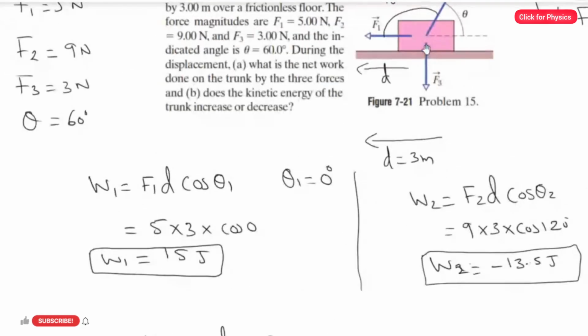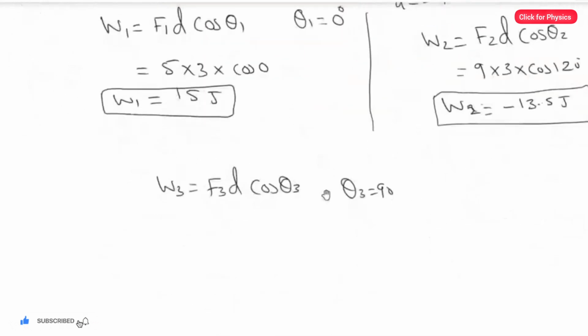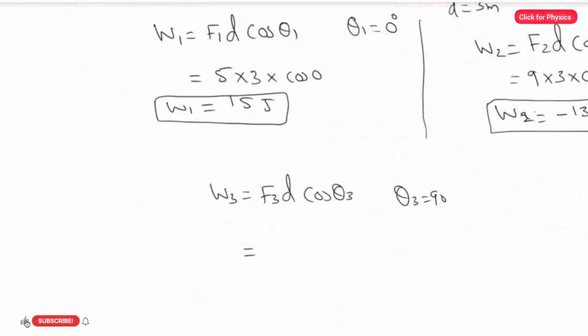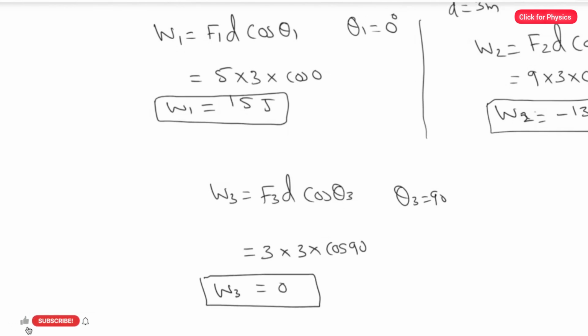Why 90 degrees? Let's go back to the diagram. You can see F3 is in the downward direction and the displacement is in the leftward direction, so the angle between F3 and D is 90 degrees. Cosine of 90 degrees is equal to 0. Whatever the number, multiplied by 0 we get 0. So let's substitute the values: F3 is 3 Newton, multiplied by the displacement 3, multiplied by cosine of 90 degrees, which is 0. Anything multiplied by 0 is 0. So W3 is equal to 0, and the answer for W3 is 0 joules.